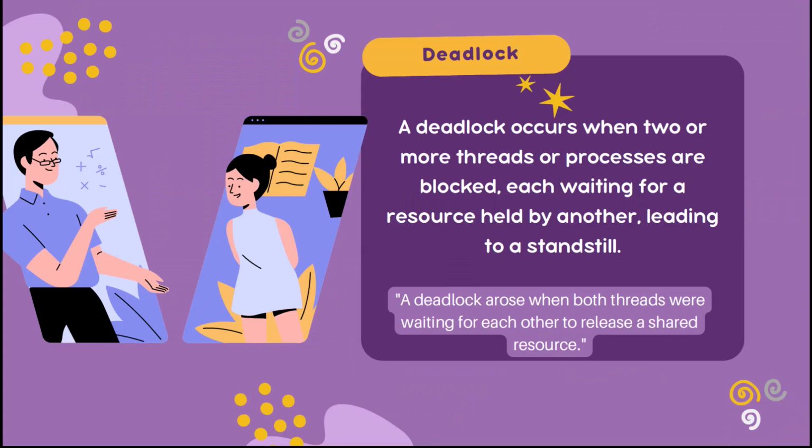Deadlock. A deadlock occurs when two or more threads or processes are blocked, each waiting for a resource held by another, leading to a standstill. Example: a deadlock arose when both threads were waiting for each other to release a shared resource.